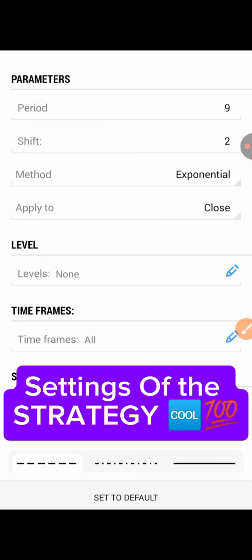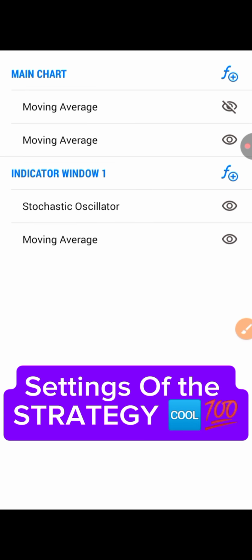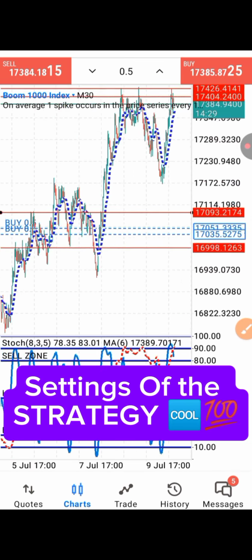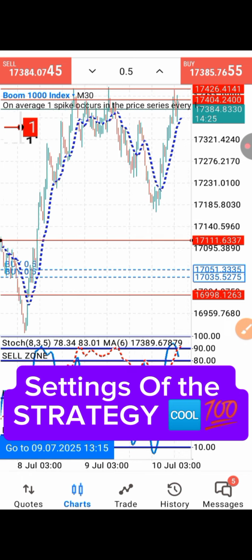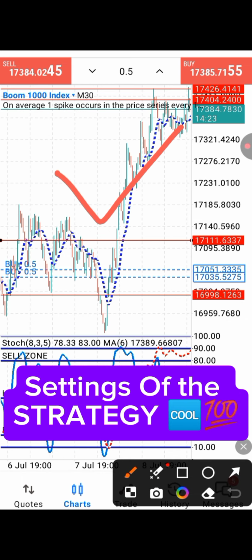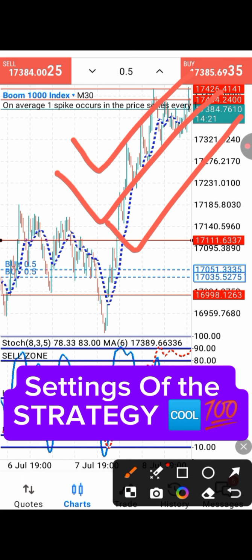So let me first of all continue with the settings. After the main chart, you see what you set that up, you should be able to have this moving average. You see, this is the moving average you should be able to have. This is what you have on the main chart. You are good to go.